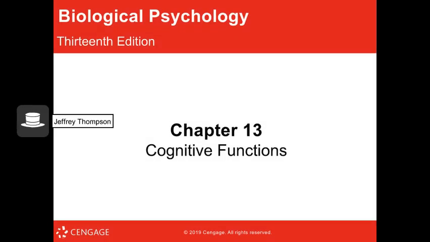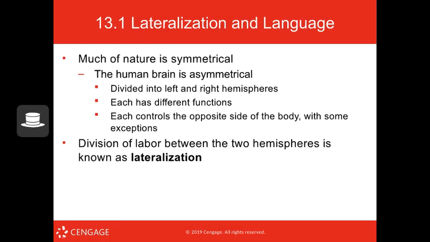Let's talk about some cognitive functions. So you might remember that our brain is lateralized. So here is our brain. And even though there are functions that are more on one side or the other, one important thing to remember is that the left side of the brain controls the right side of the body, and the right side of the brain controls the left side of the body.